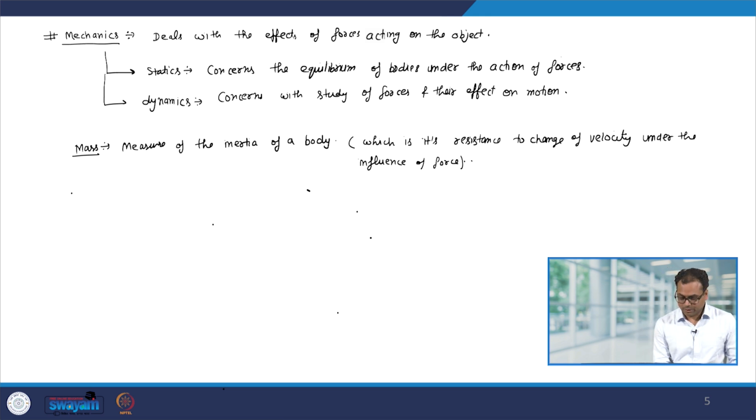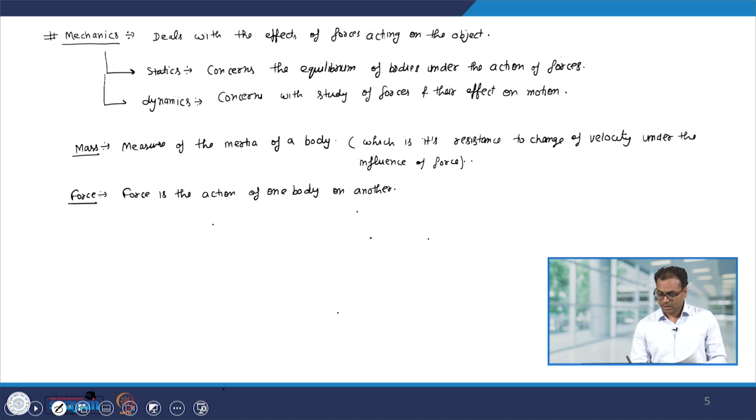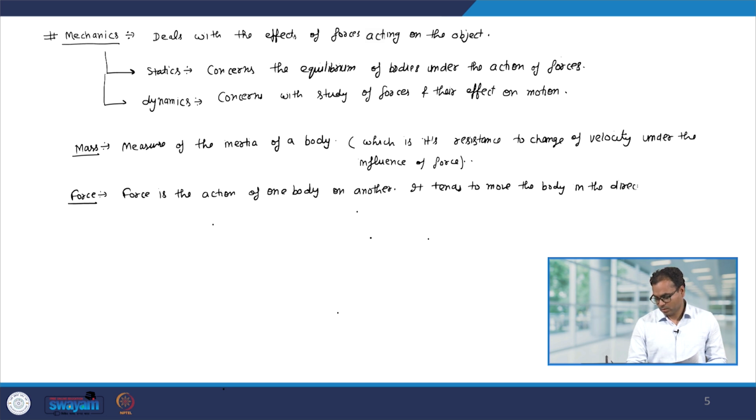So, now let us quickly define what is force. Force is basically the action of one body on another. This is how you apply the force. So, force is the action of one body on another. It tends to move the body in the direction of its action.